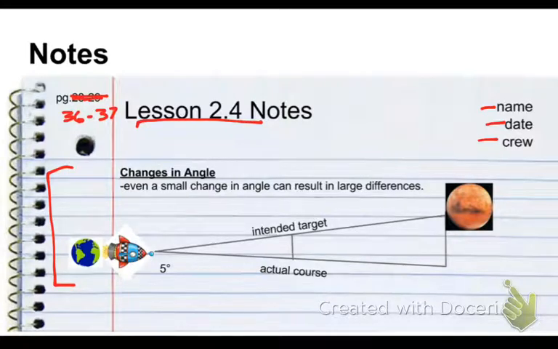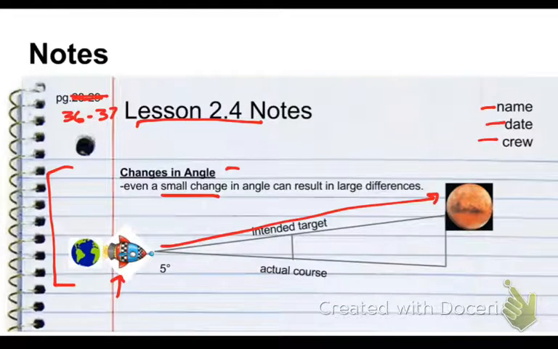You want to put in changes in angle. Okay, and this is more or less just a fact. Even a small change in angle can result in large differences. Okay? And by differences, I mean getting off course. I have a little example here. Say we have a rocket ship, and that rocket ship wants to go to Mars. Now Mars is a very long way away.